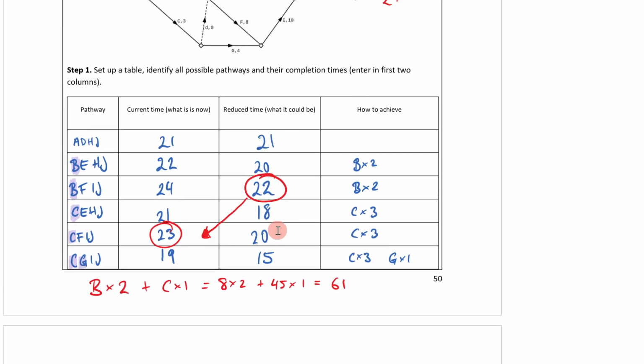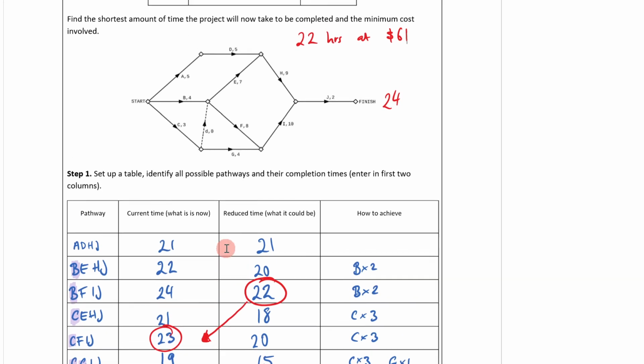So do you notice how, once we figured out that this is the new minimum completion time, we actually ended up with a path from the original of 23. So we had to reduce that in order to make the minimum completion time 22. And that's the thinking behind it.